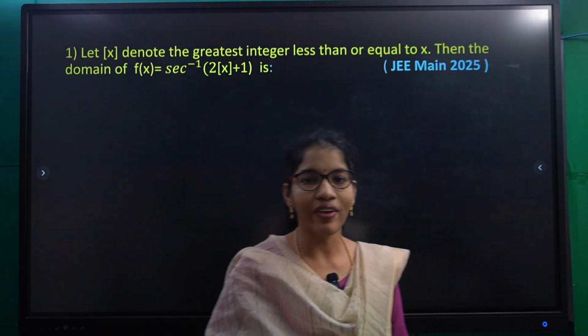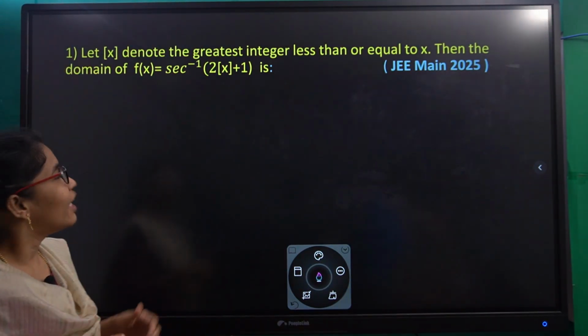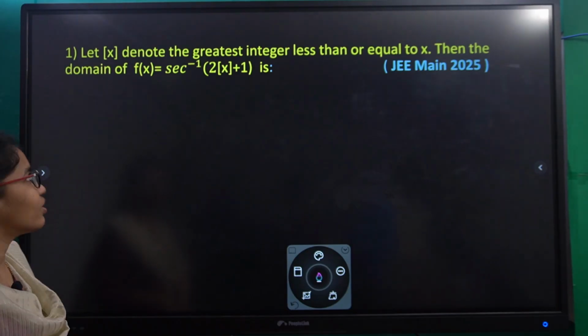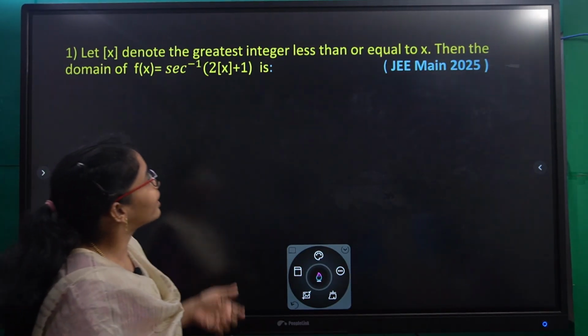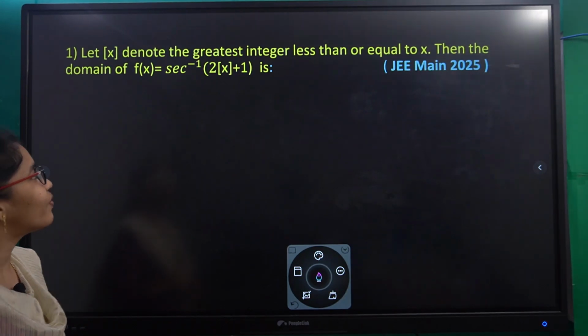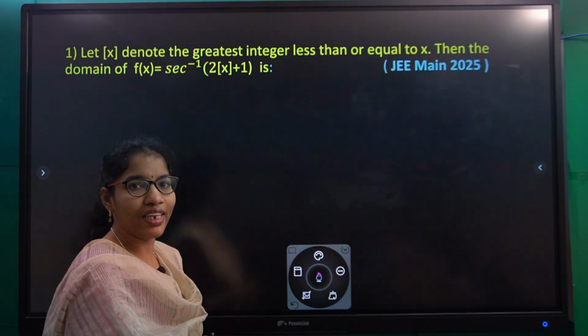So today we will discuss some important PYQs. In the first question, let [x] denote the greatest integer less than or equal to x. What is this function called? Step function, or greatest integer function. Then the domain of f(x) equals secant inverse of 2[x] plus 1 is.